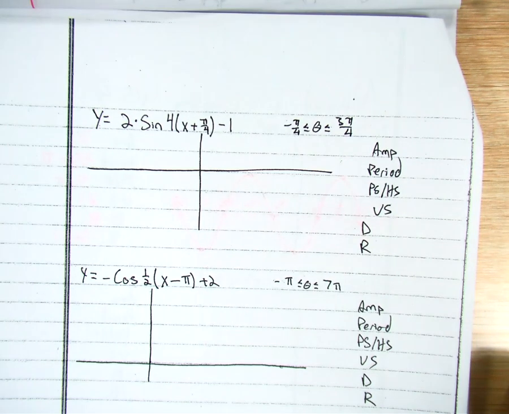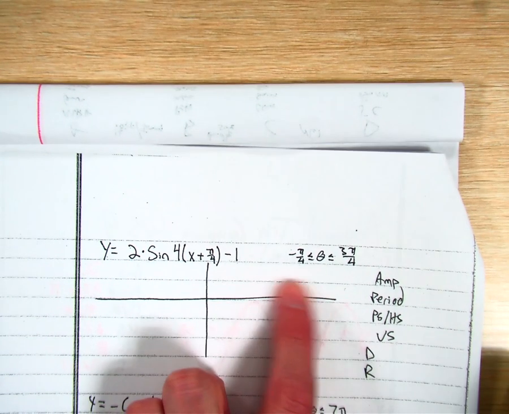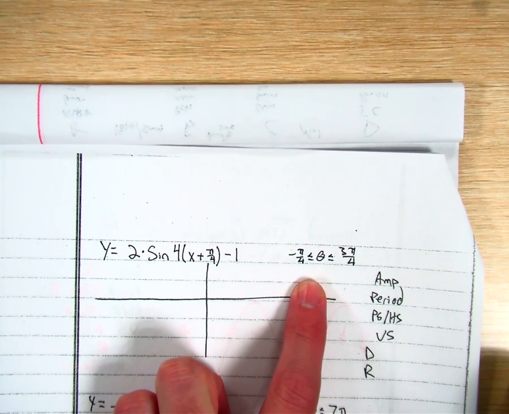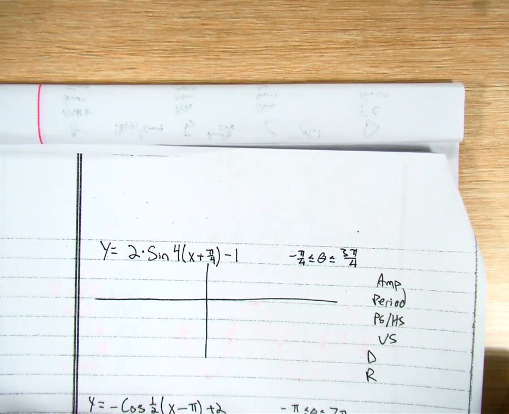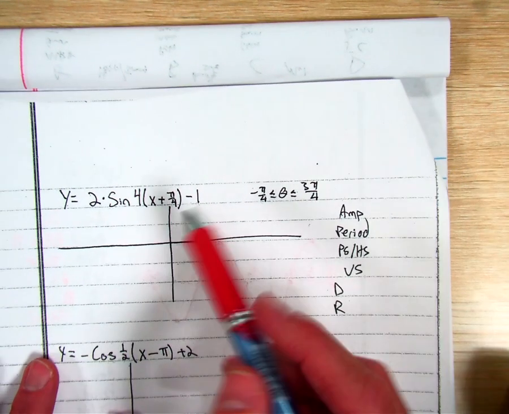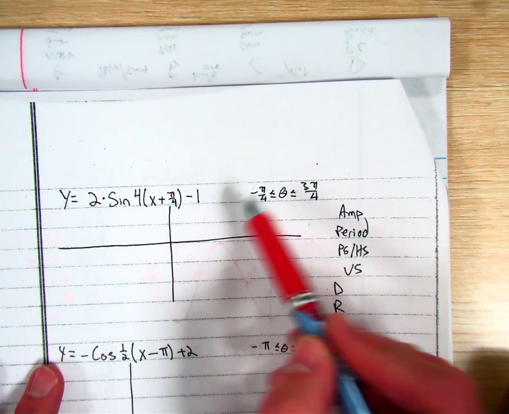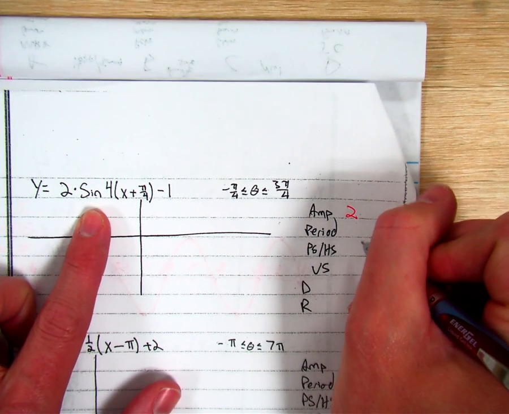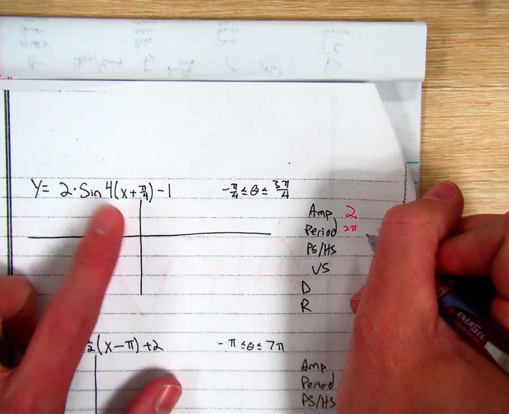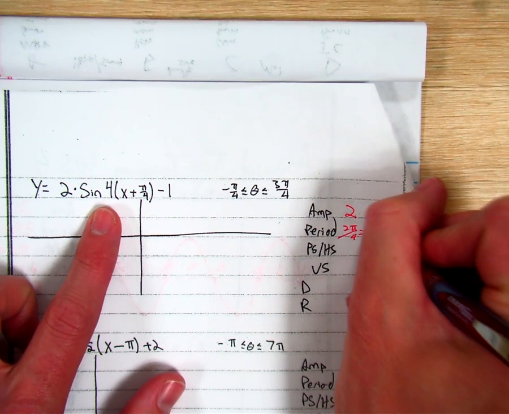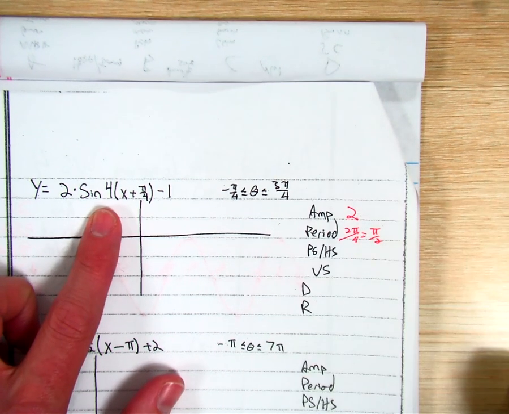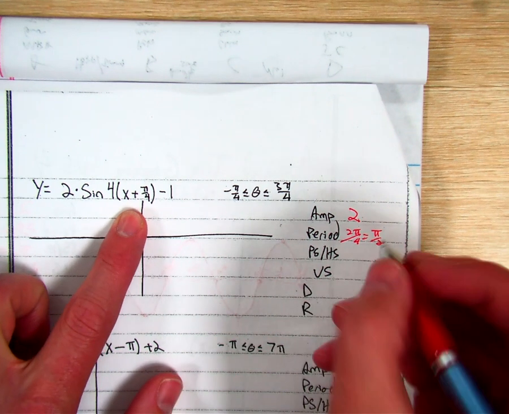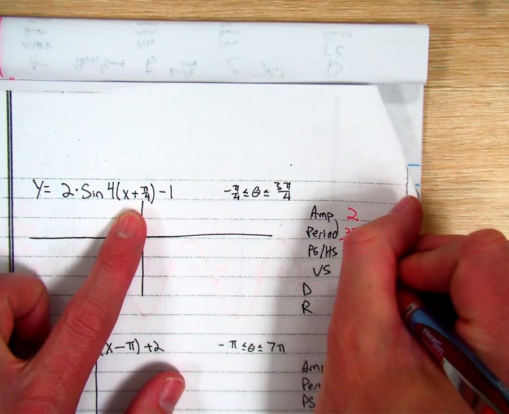Next type of problem, it's going to give you basically the domain. Okay, it's going to give you the domain to graph it over. So we're doing 2 times sine of 4 parentheses x plus pi over 4, minus 1. Amplitude is 2. Normal sine period is 2 pi. We have a times 4. We're going to divide that by 4. The period is pi over 2. We are pi over 4 to the left.